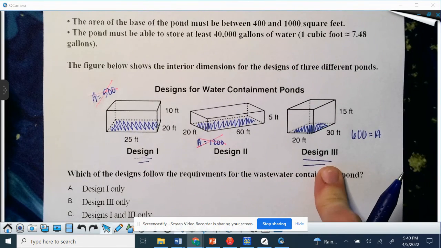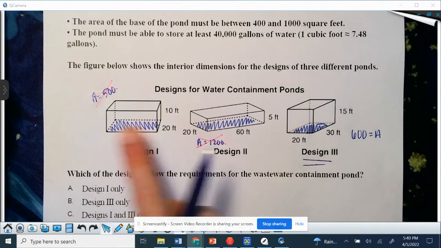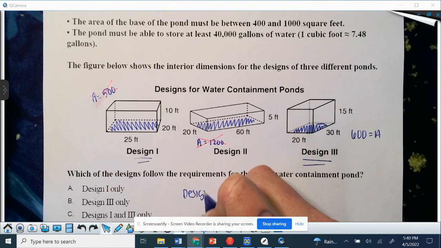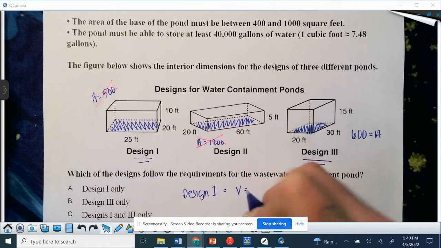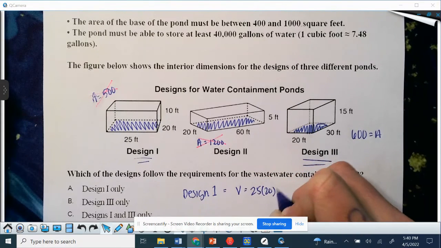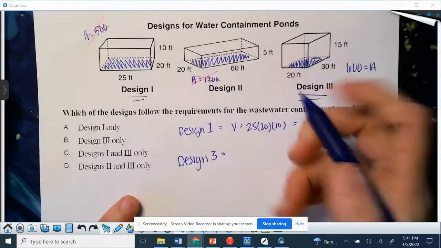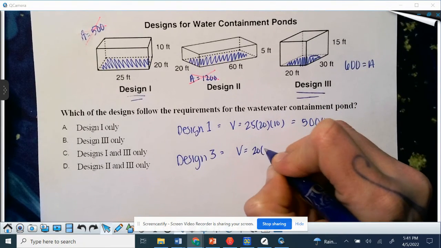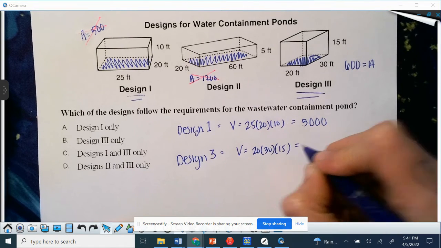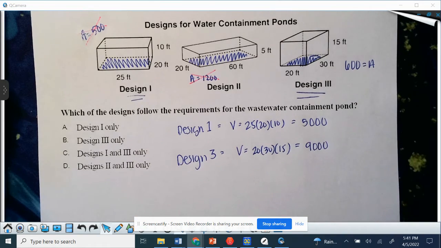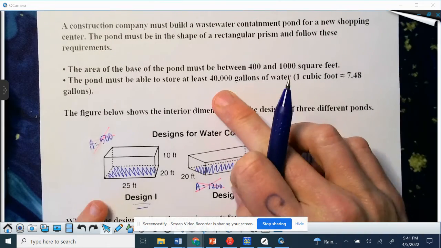We're going to find the volume of these two. So we're going to take that 500 and multiply it by 10. So design 1 volume is 25 times 20 times 10, or like I said, 500 times 10, which is going to be 5,000. And then design 3, the volume is going to be 20 times 30 times 15, or 600 times 15, which is going to be 9,000. Now, it said at the top that it has to hold 40,000 gallons of water.